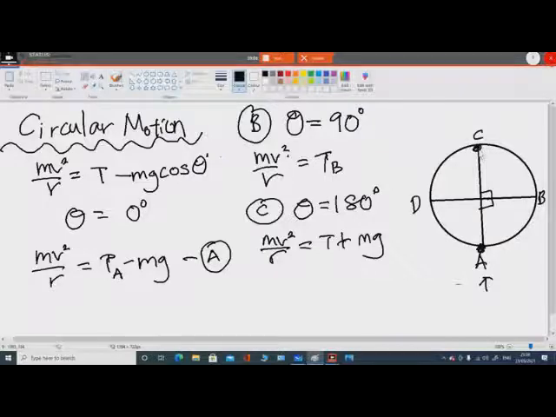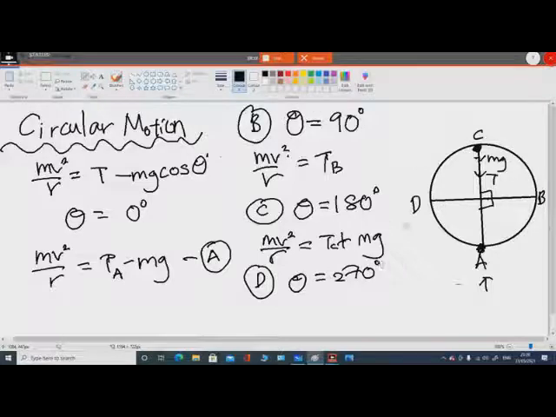Why does this happen? This is because when the object reaches point C, the tension of the string as well as the weight of the object are pointing in the same direction, which is towards the center of the circle. So this basically will give us T plus mg. Okay, TC.